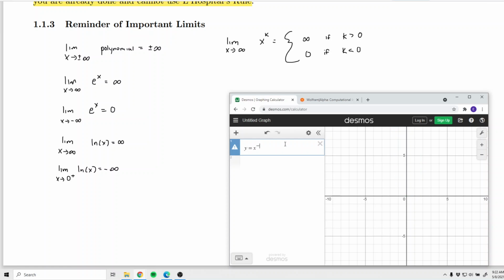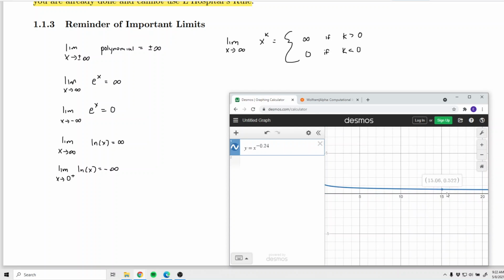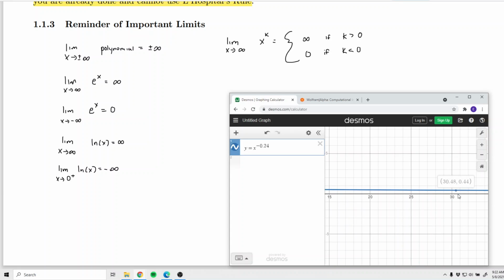But if it's negative, it can be any negative number, 0.25, 24, whatever. As we go to the right, the y value is going to go down to 0. Now this one really flattens out, so it might not look like it really gets there, but it will get there.